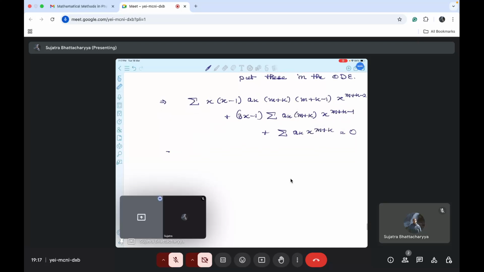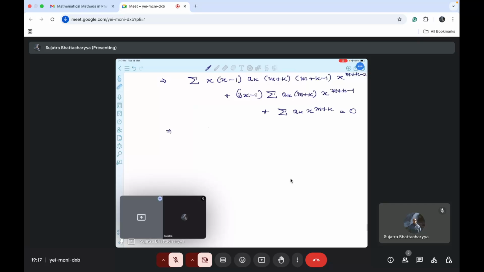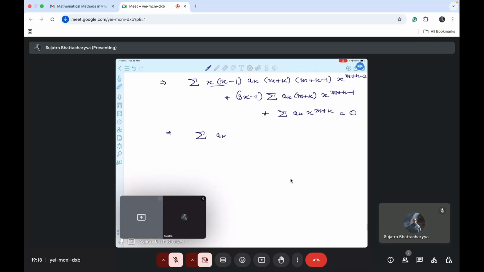Excellent. So let's go ahead for the next step. First is multiplication of x square, definitely. So this is x square minus x, right? So first x square I am multiplying. So it will be a_k (m+k)(m+k-1) x to the power m+k-2+2, right?